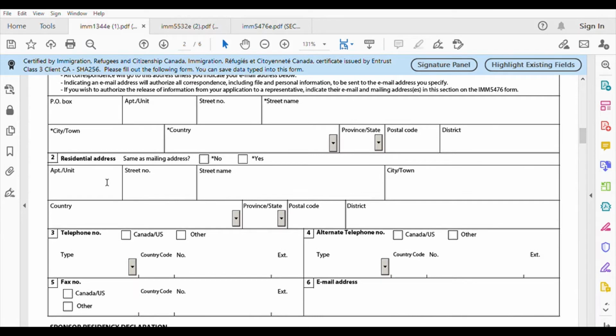So here it's very important. Residential address, same as mailing address. So for sure, we prefer to say yes. If no, you need then to provide your residential address, which is different than your mailing address, but it's better if it's yes.